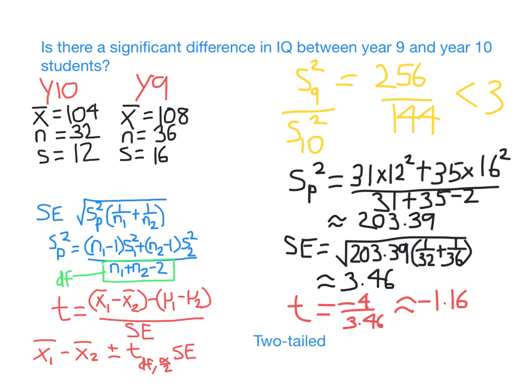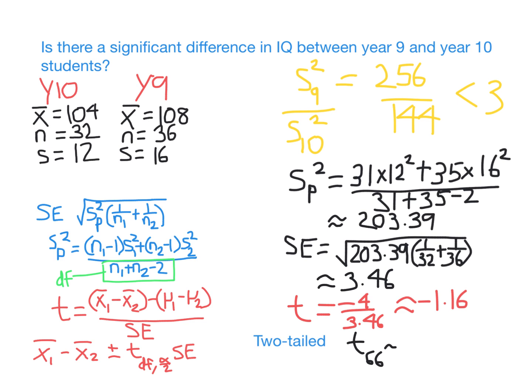So here we're going to use a two-tailed test because we want to know if this is larger than this or this is larger than this. We want to account for both possibilities. Now, if we're using the table, we have a bit of a problem because we want to use 66 degrees of freedom, but most tables don't have this.